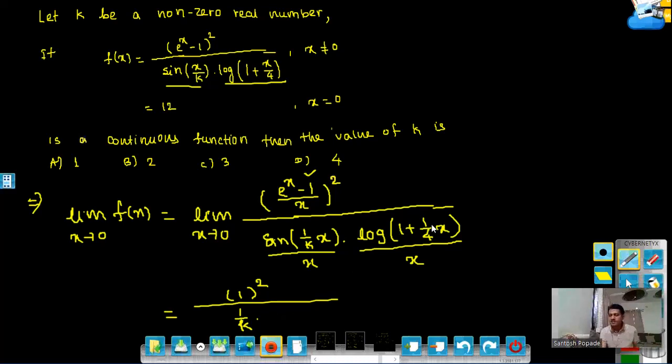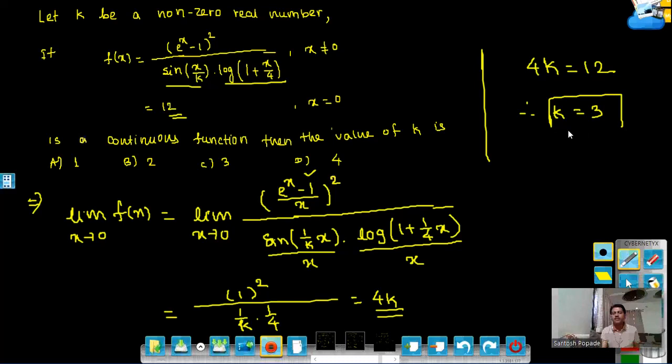Limit of log of 1 plus kx upon x is known to you. It is k, which in this problem is 1 by 4. This 4k will go in the numerator and you will get the limit as 4k. Okay, so this is the limit and the value is given to be 12. So the limit of the function and the value of the function are the same, as the function is continuous at x equals 0. So I got 4k equals 12.